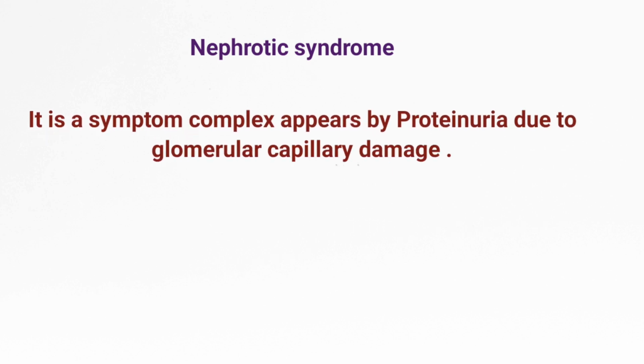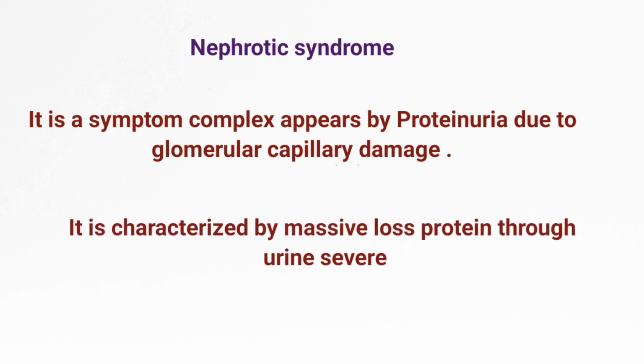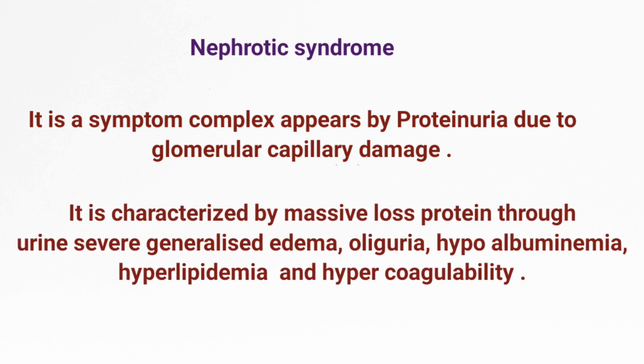Nephrotic syndrome is a symptom complex that appears with proteinuria due to glomerular capillary damage. It is characterized by massive loss of protein through urine, severe generalized edema, oliguria, hypoalbuminemia, hyperlipidemia, and hypercoagulability.